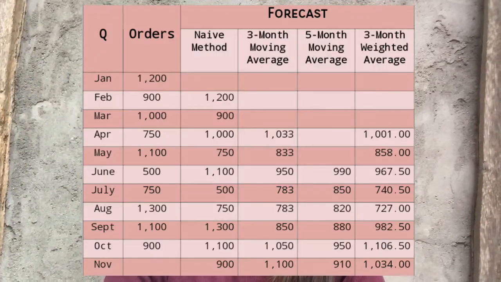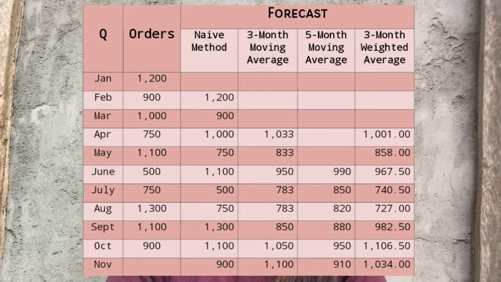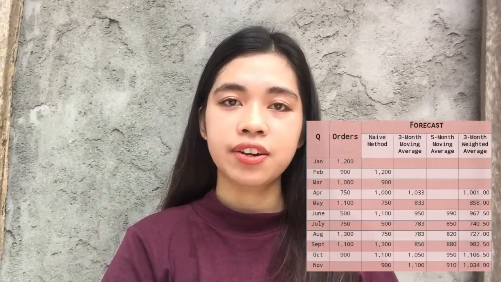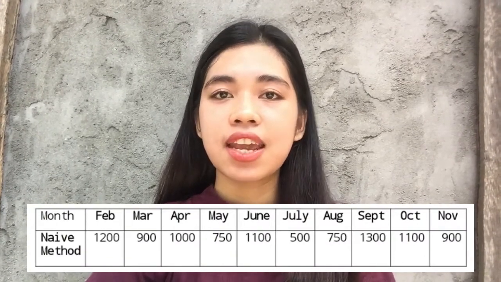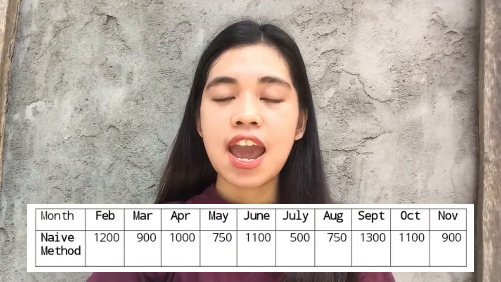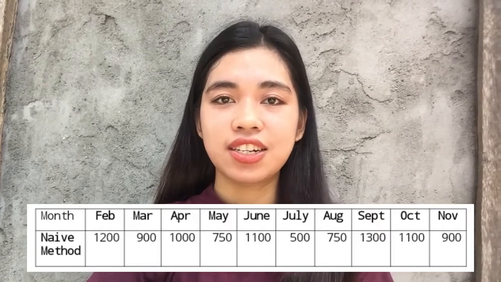As you can see, this is my completed forecast table for Ivermectin Pharmaceuticals. The first table is Q, or the months from January up to November. The second table is the records of previous orders. The third table is the naive method. To calculate the naive forecast, simply take the previous month of orders and plug it in the next adjacent period. Our fourth table is the 3-month moving average.